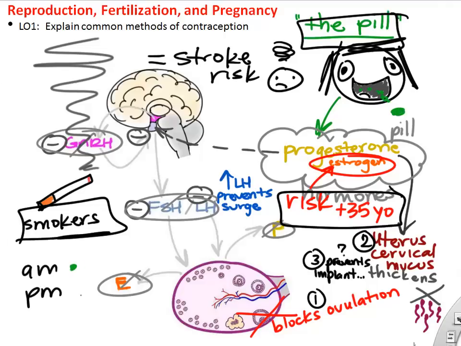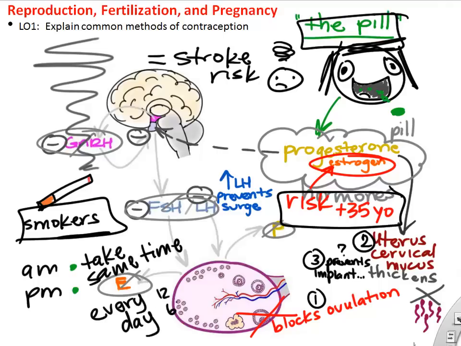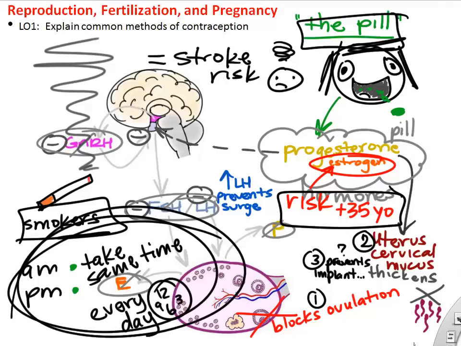Pills are most effective if they're taken at the same time of day, and they also have to be taken every day. So obviously, for the pill to be effective, you have to take it every day, but you also have to take it at the same time for it to be most effective.